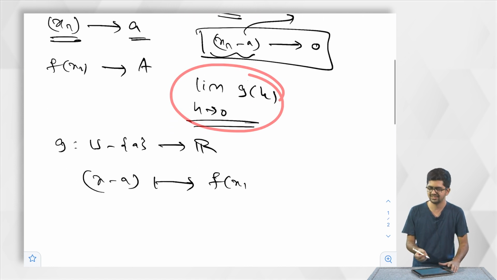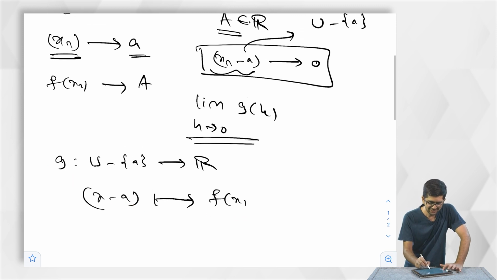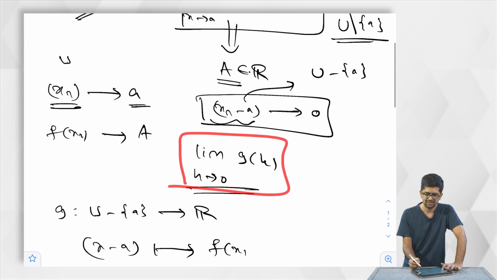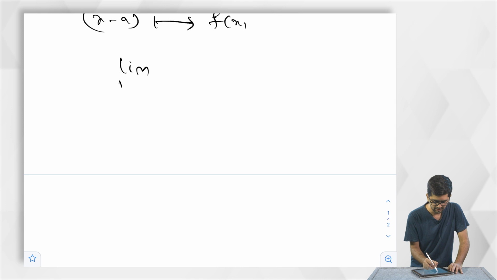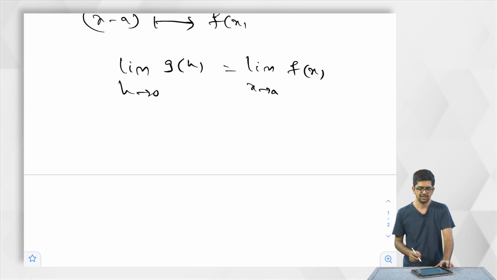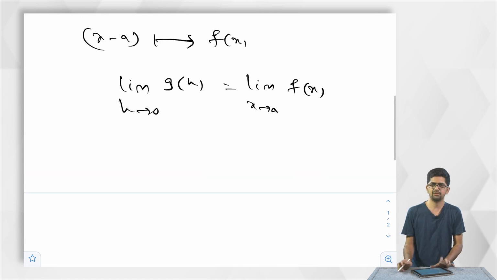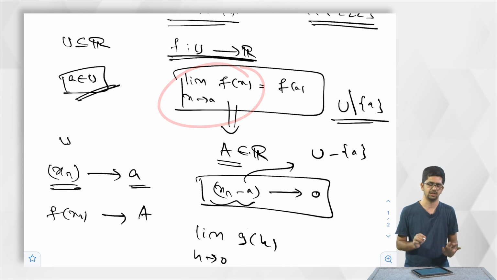See, this is a very simple function. I am only writing the same thing as f with a slight change. So these two should be related, and I am saying they are the same. So the limit as h goes to 0 of g of h is equal to the limit as x goes to a of f of x. For this, f need not be continuous. All I need is that this limit exists, that is all.